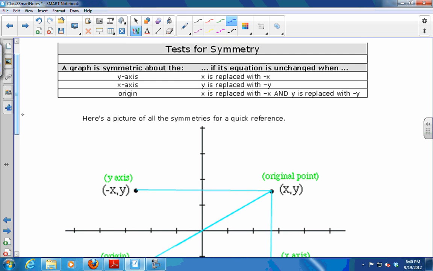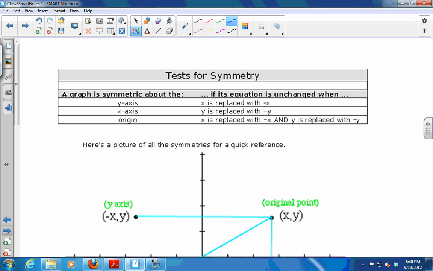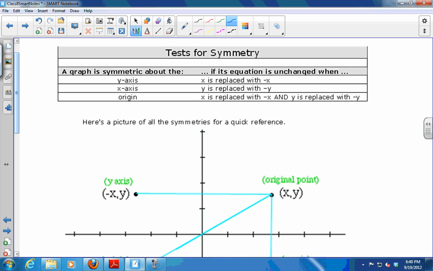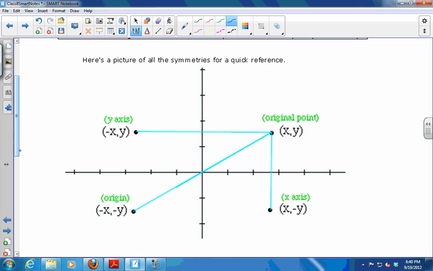So we can just look at a graph and say whether or not we think it has symmetry. We also have algebraic tests for symmetry. So you can test if a graph is symmetric about the y-axis if you can replace an x with a negative x and still have the same y value. Okay, so here's a picture. These 2 points are symmetric about the y-axis. The y-axis is like a mirror because one goes right x and the other one goes left x, and they both go up y. So if I replace the positive x with the negative x, I would get the same y value.